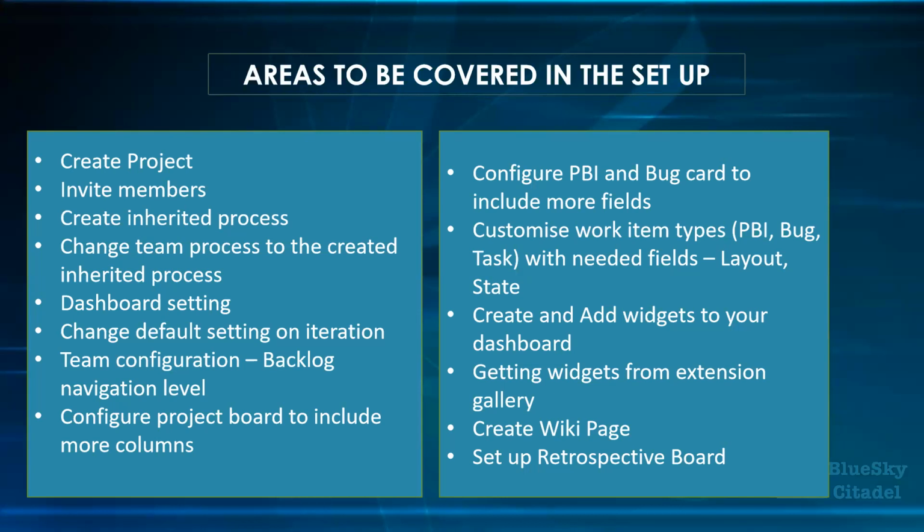We're going to configure our project board. We're going to configure the PBI, and that's product backlog item, same thing as a user story or bug card, and include more fields in them. We'll see how it's done. We're going to customize our work item types, the product backlog item, the bug, the task, with needed fields, the layout, and the state. We'll do all that. We'll create and add widgets to our dashboard.